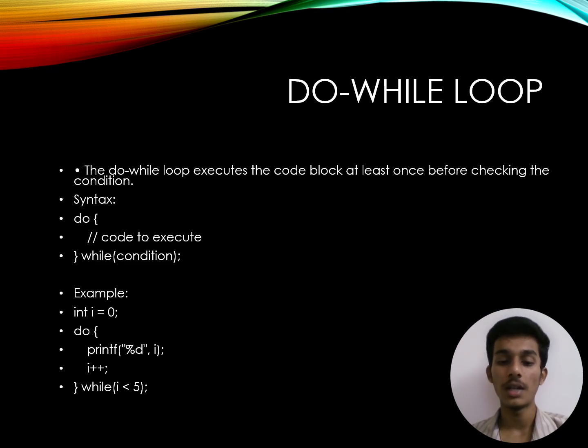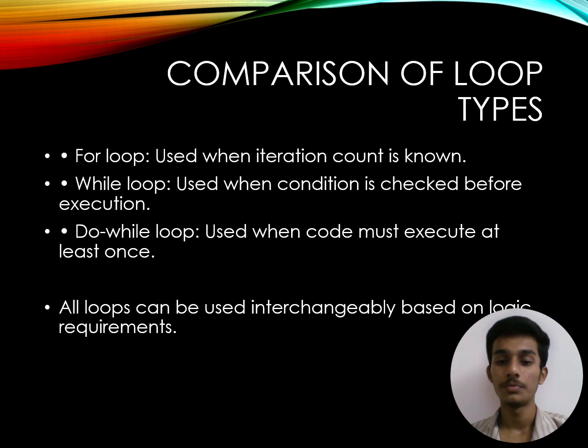For example, int i = 0; do, curly braces open. Here we'll write the code to execute: printf("%d", i++); We'll close the curly braces, while here we write the condition i < 5; semicolon. This is known as do while loop.